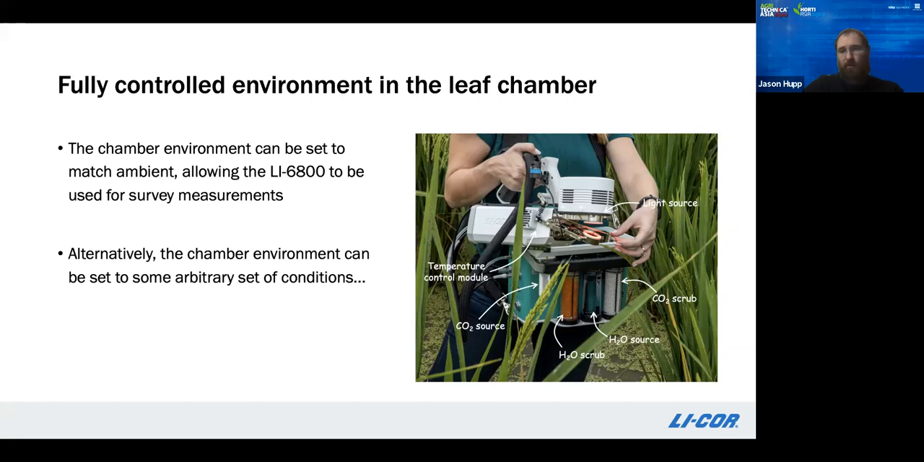You have full control of the CO2 concentration at the leaf, the temperature of the leaf, the vapor pressure deficit or the humidity between the leaf and the atmosphere. And you have control of the light intensity from 0 to well above full sun intensity. And the light source in the fluorometer is a red-blue light source, so you have some control of spectral quality as well. This means that you could also just set the 6800 chamber to some arbitrary set of conditions.